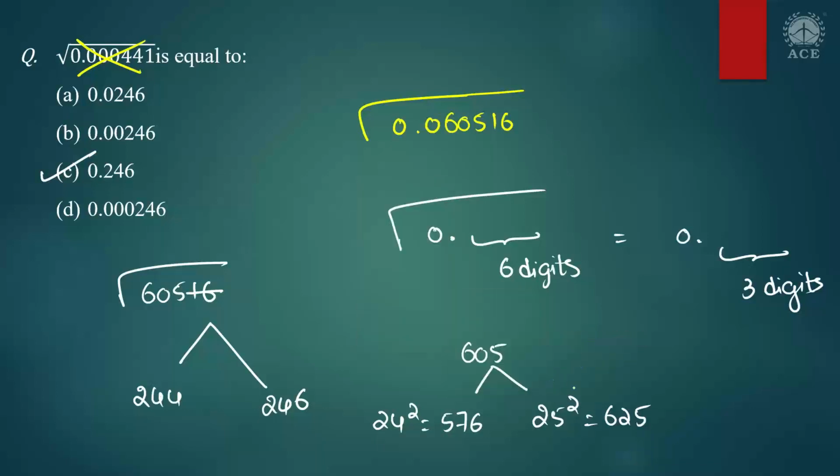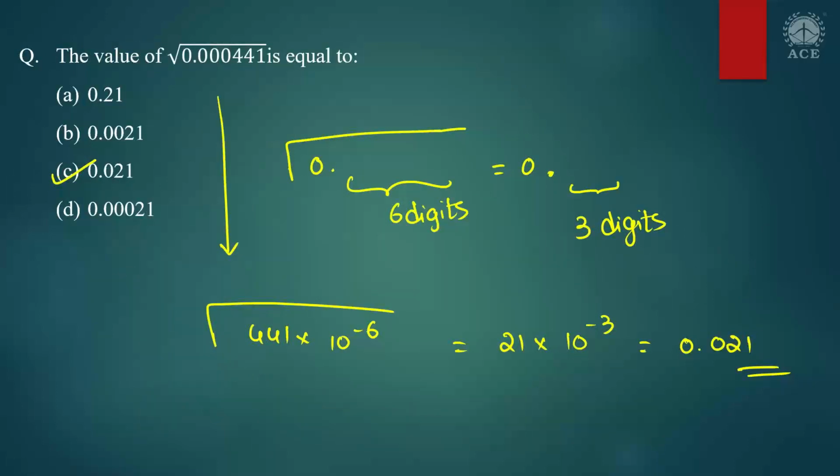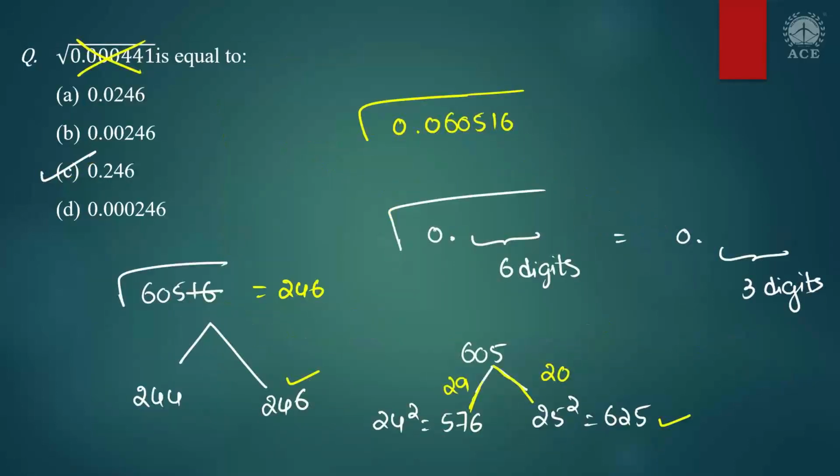605 is 20 gap here, whereas this is 29 gap. So 605 is close to 625. So I can say this is the closer one, so the second one, 246. So square root of 60516 is 246. As it is 10 power minus 6 internally, like the previous question, we can handle it. Now see the next one, my dear friends.